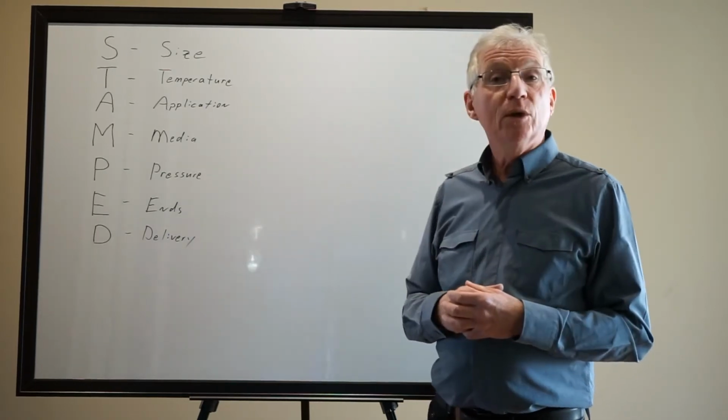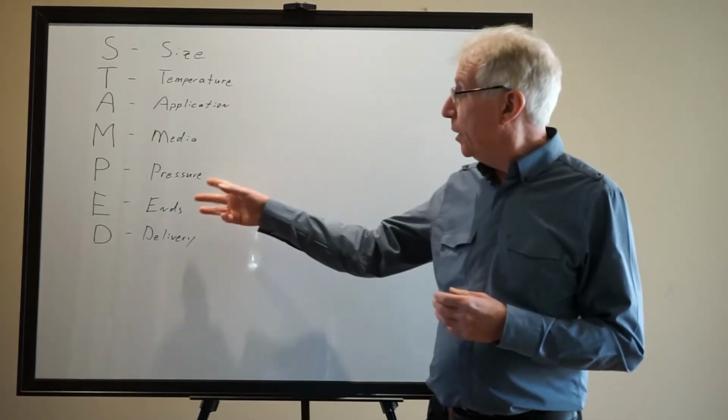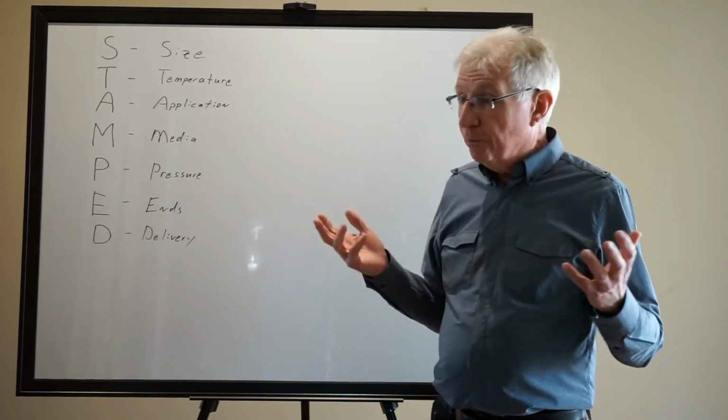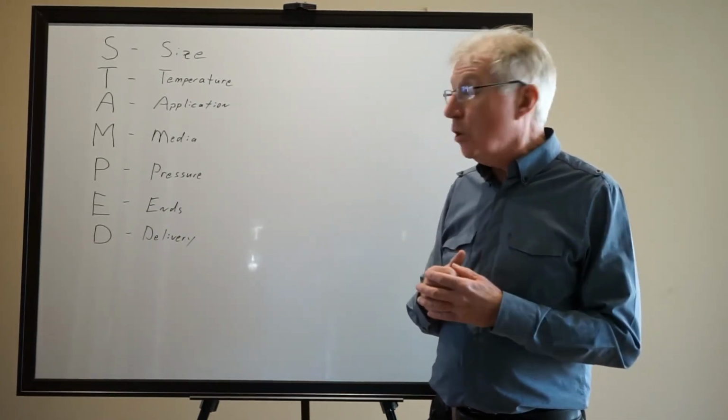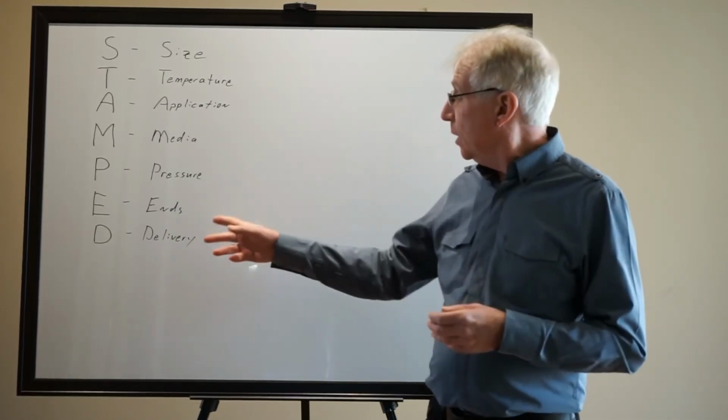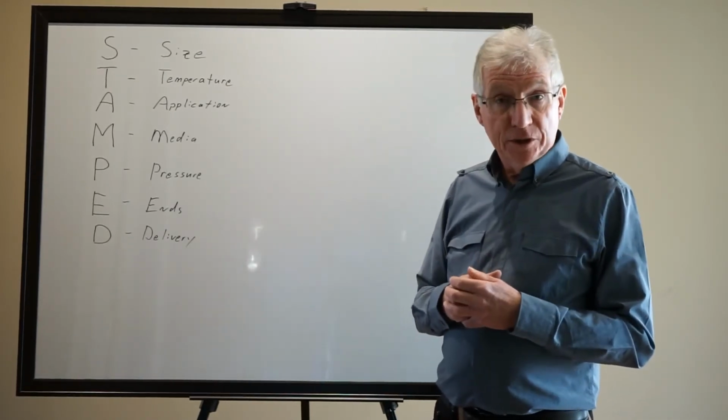Next is E, which is for ends. So that is going to be what is on the ends of the hose. Could be male pipe thread, it could be female pipe thread, it could be JIC, or it could be tube stubs. Next is delivery, which is our D.